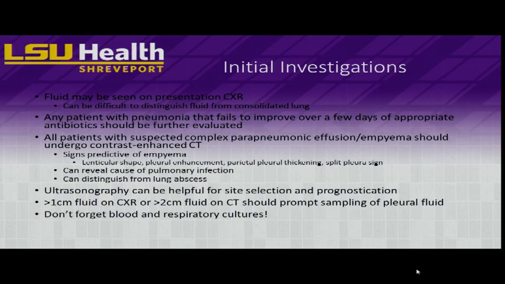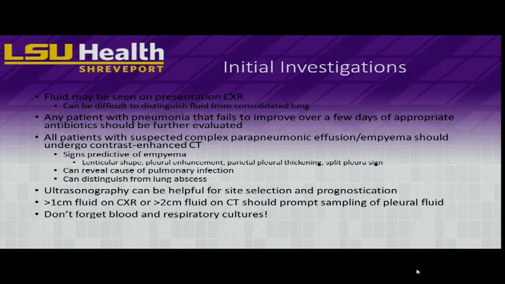So there are several things that you can see on a contrast-enhanced CT that can be particularly helpful for predicting empyema. They tend to have a lenticular shape. You can see enhancement of the pleura. You can see thickening of the parietal pleura. And when you have these things together, you can get what's called a split pleura sign.